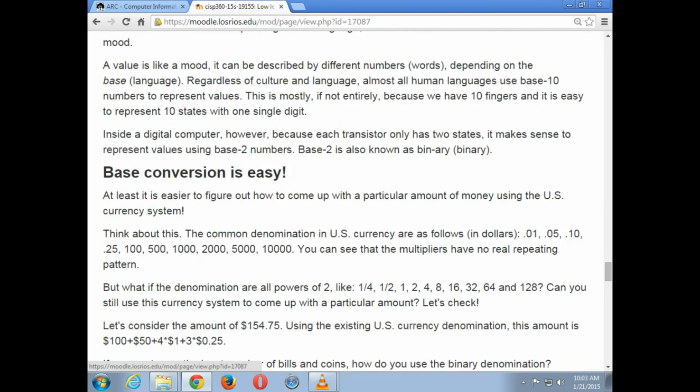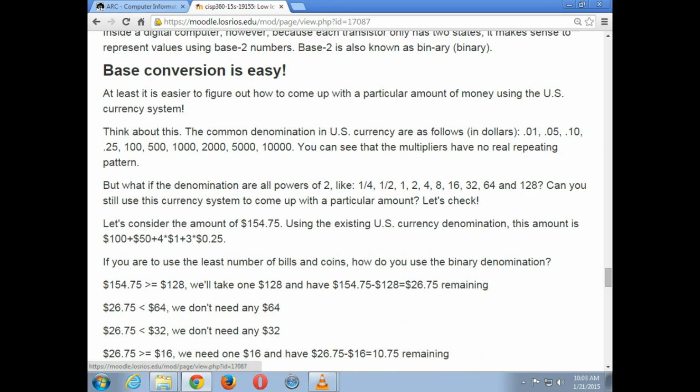So what we're going to do next is to talk about base conversion. How many people already know about base conversion? Okay. And what do you know about base conversion?